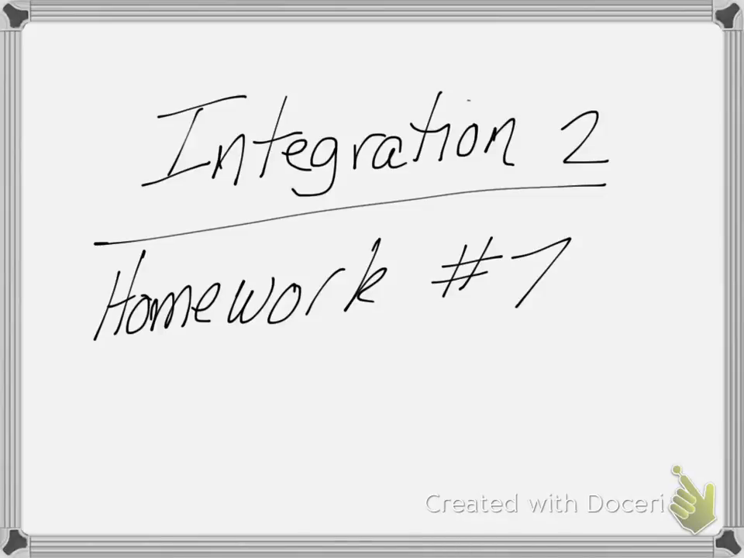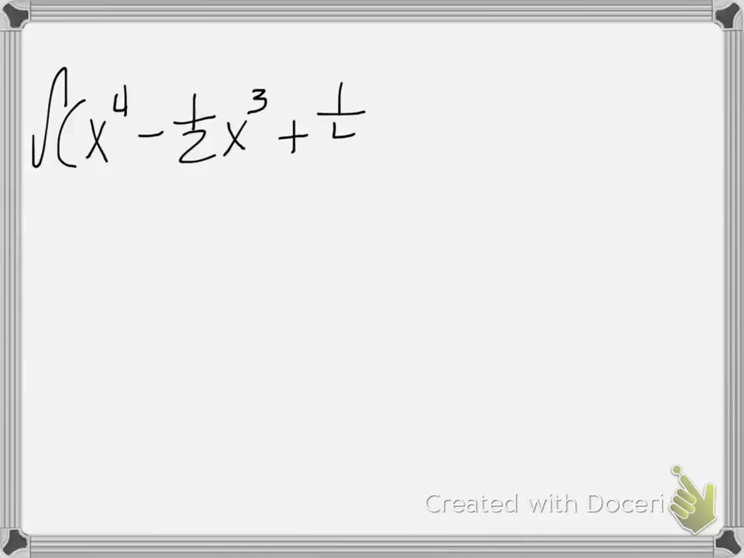Alright, this is the second integration sheet that we had, and it's homework problem number 7. We're still doing everything by just doing regular integration. It wants us to integrate x to the 4th minus 1 over 2 x cubed plus 1 over 4 x minus 2 with respect to dx.